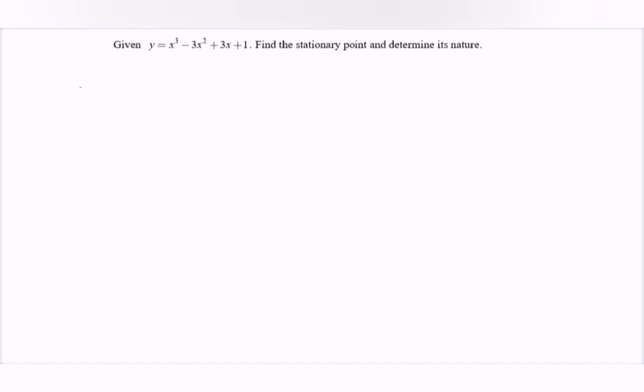Hello everyone, in this video I'm going to discuss an example for the extremum problem. Given y equals x to the power 3 minus 3x squared plus 3x plus 1, find the stationary point and determine its nature.